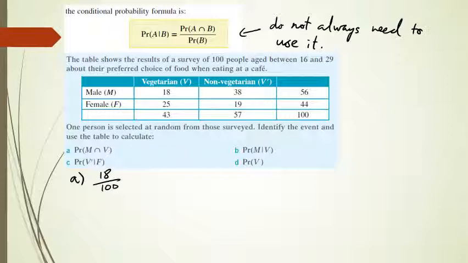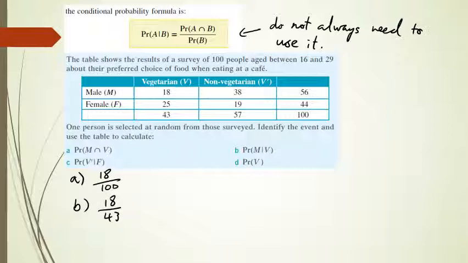For B, we have M given that they're vegetarian. Here's what I'm saying, you don't necessarily have to use a formula. Out of the vegetarians, which has 43 of them in total, we have 18 of those who are male. See how I didn't use a formula?